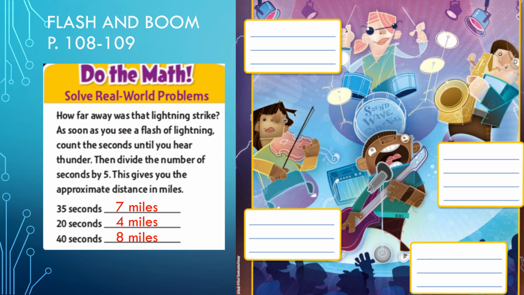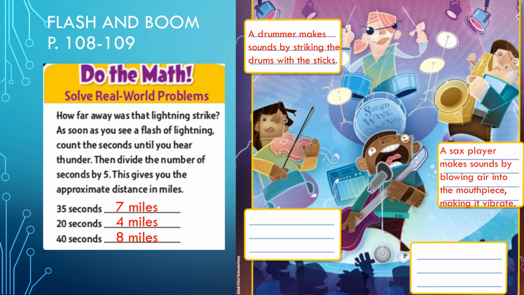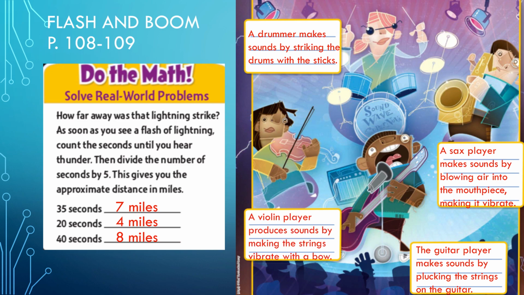Describe the flow of energy as each member of this musical group produces sound. A drummer makes sounds by striking the drums with the sticks. A sax player makes sounds by blowing air into the mouthpiece, making it vibrate. The guitar player makes sounds by plucking the strings on the guitar. And the violin player produces sounds by making the strings vibrate with a bow.